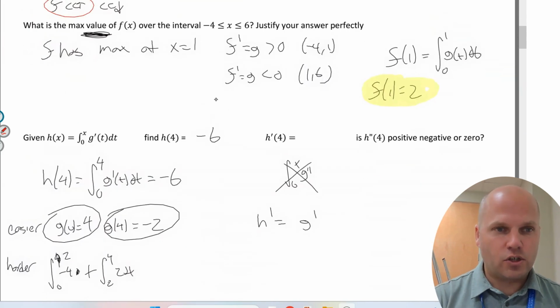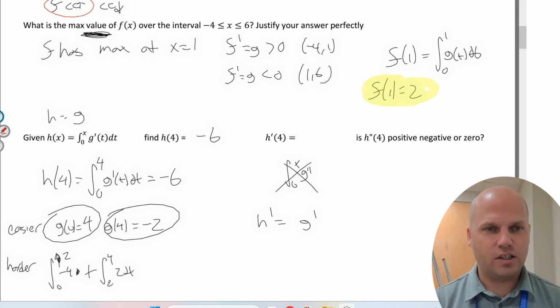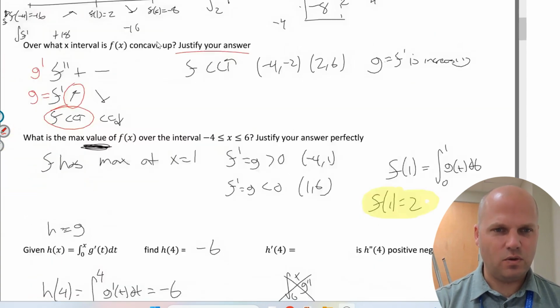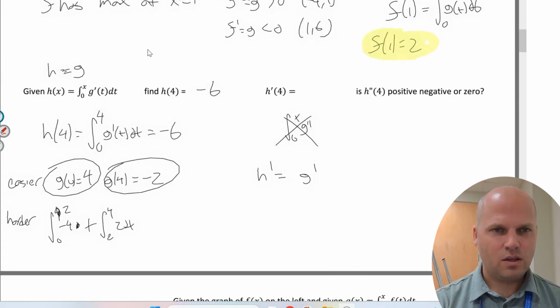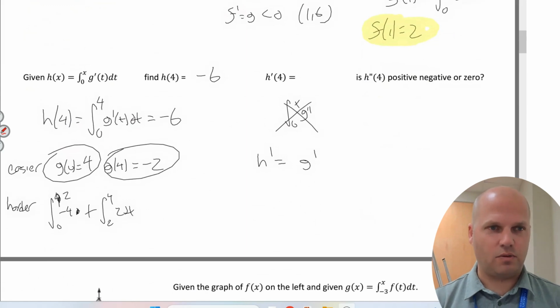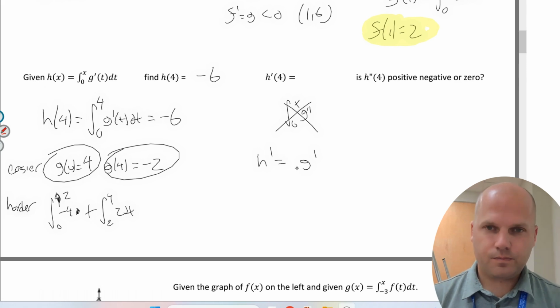So it turns out h is g, which is interesting. Yes, because the antiderivative of g prime will be g. So h of 4 is just g of 4, but it's not g of 4, because g of 4 is negative 2. This is where you shouldn't read too much into it.